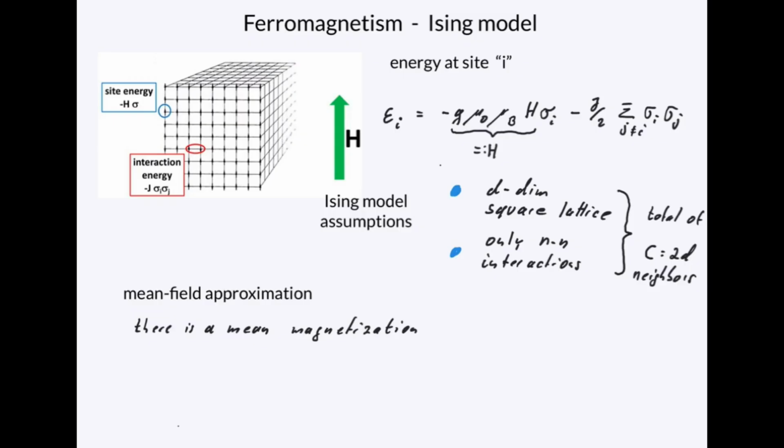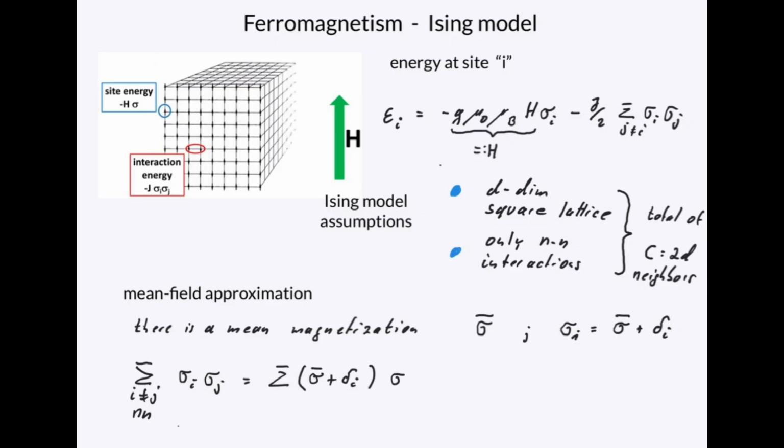In the mean field approximation, we assume there is a mean magnetization, sigma bar, such that I can express the magnetization of a single spin, sigma i, as sigma bar plus delta i, where delta is a small value. Now let's have a look at the sum over the interaction. The sum over all i not equal to j, where we assume only nearest neighbors, of sigma i times sigma j, and use our definition of the mean magnetization. This is equal to the sum over all j of sigma bar plus delta i times sigma bar plus delta j.